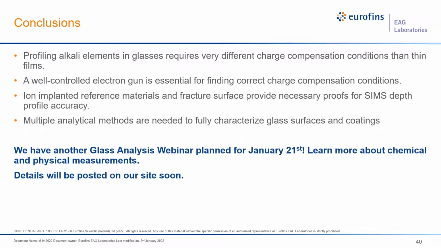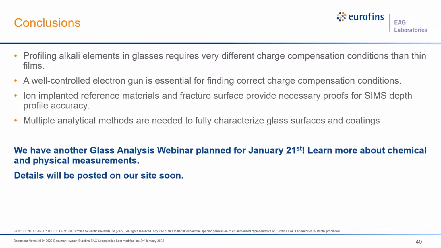So in conclusion, I wanted to impress upon you that profiling alkali or mobile ions in bulk insulators like glass requires very different conditions to get reliable results of these distributions. You have to have a very good electron gun, well controlled, to correct the charge compensation, preventing the mobile ions from moving. And we often rely on ion implanted reference materials to justify the true distribution of these mobile ions as we set up our instrumentation for depth profiling.